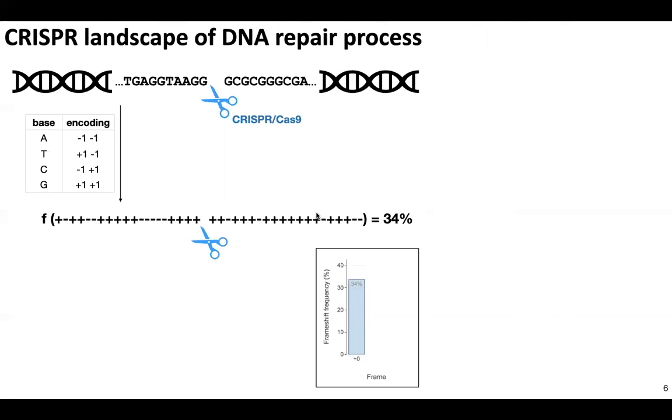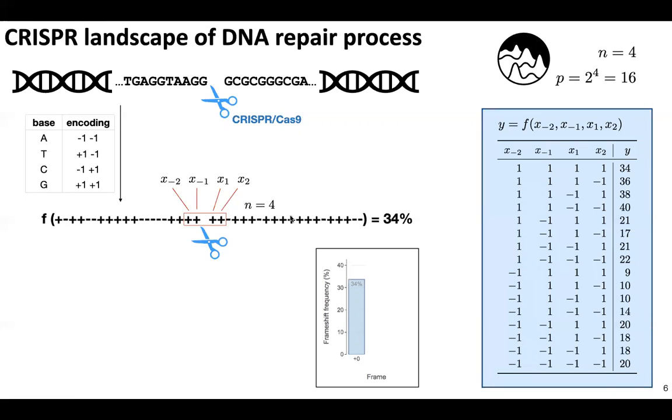Now let's take a window of length 4 around the cut site and define binary variables x_-2 to x_2 to represent these 4 locations. Now, let's fix the binary string outside this window, and let's start changing the binary patterns inside the window. And in particular, let's create all the combinatorial patterns over the binary variables.